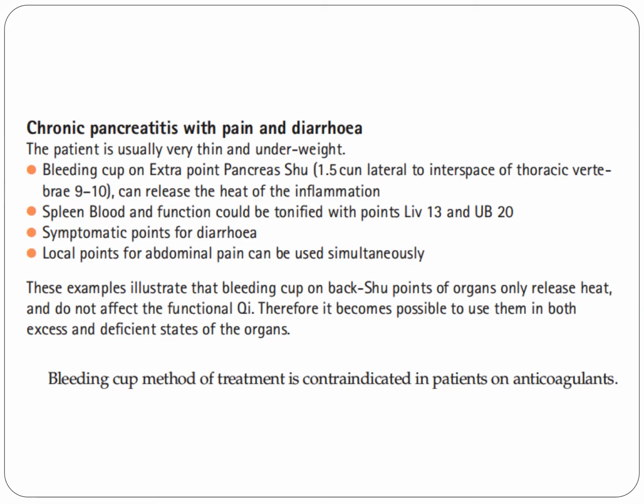Then, pwede pong gumamit ng symptomatic points for diarrhea. So, yung stomach 36 natin. Local points for abdominal pain can be used simultaneously. This example illustrates the bleeding cup on back-shu points of organ only releases heat and does not affect the functional chi. Therefore, it becomes possible to use them in both excess and deficient state of the organ. So, pag ginamit mo yung bleeding cup, pwede ka pong magtanggal ng mga excess condition tulad ng sobrang init na nasa katawan, at pwede rin pong mapalakas mismo yung organ. Kasi kung nawala na yung heat, syempre lalakas yung organ.